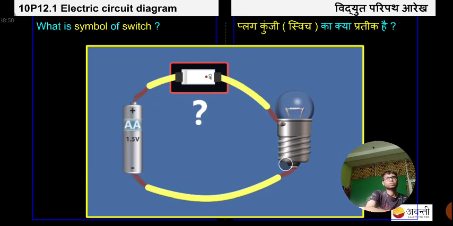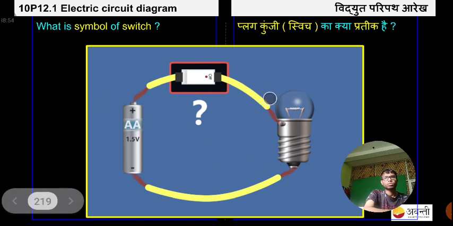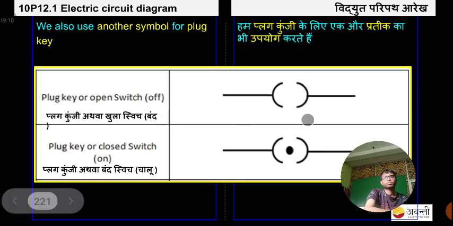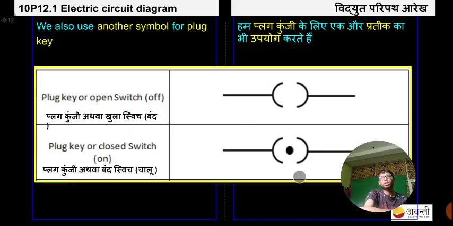Okay, this is done. What is the symbol of a switch? This is the symbol of a switch. We have two symbols for a switch: on and off. This is on and this is off.